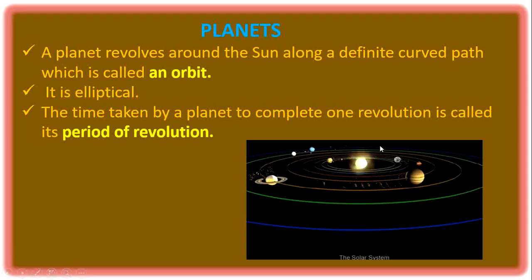The time taken by a planet to complete one revolution is called its period of revolution. For example, when Mercury completes one revolution around the sun, it is called a period of revolution.